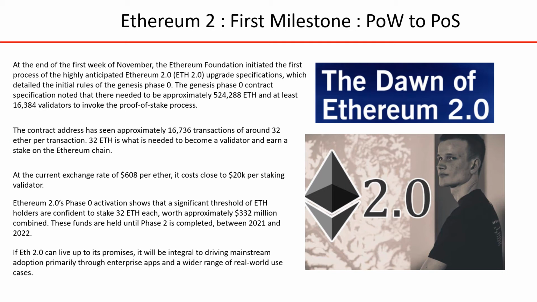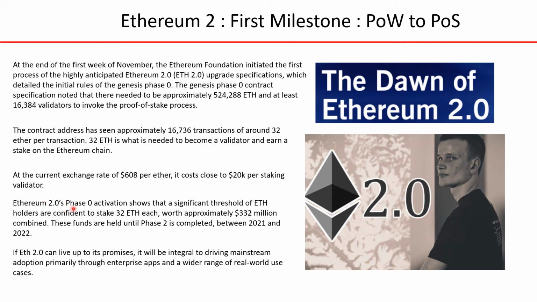At the current exchange rate, the Ethereum price is this. So that means $20,000 per staking validator was required. This was the calculation done in the first week of November. Now this is the second week of December, and the date that they decided was the last week of November, and that has gone, and they have accomplished that milestone.